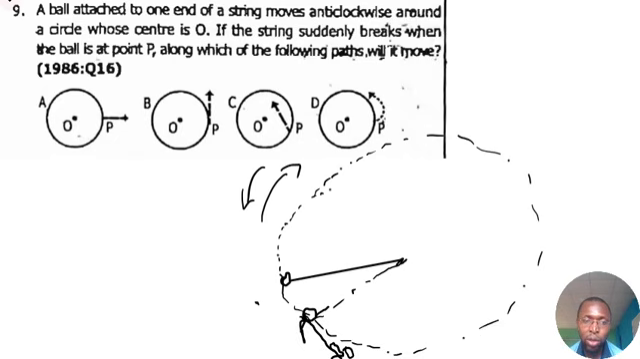So looking at option A, no, the ball will not move like this. It will move at a tangent to the circle. Option B is correct. So once the string breaks, the ball will move tangent to the circle. It's not going to be C, it's not going to be D. The correct option is B.